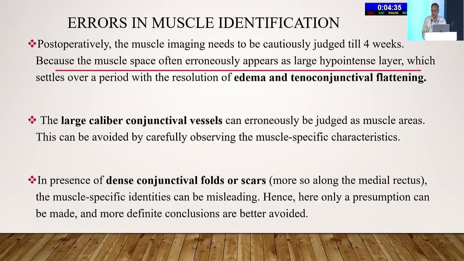So what are the errors which can occur in muscle identification? Postoperatively, the muscle imaging needs to be cautiously judged until 4 weeks, because the muscle space often erroneously appears as a large hypointense layer, which settles over a period of time with resolution of edema and conjunctival flattening. Large caliber conjunctival vessels can hamper and can be mistaken for muscle areas. This can be avoided by carefully observing the muscle-specific characteristics, and in the presence of dense conjunctival folds or scar, there might be some problems regarding the identification of the muscles.